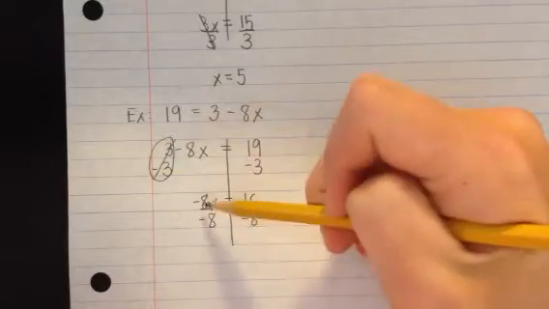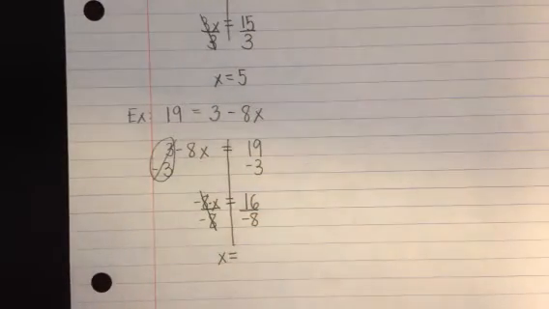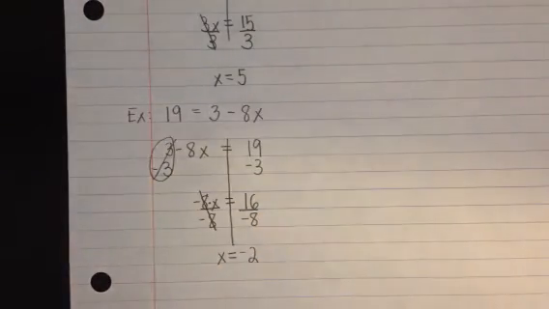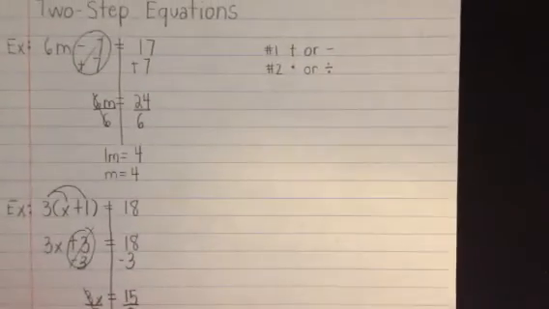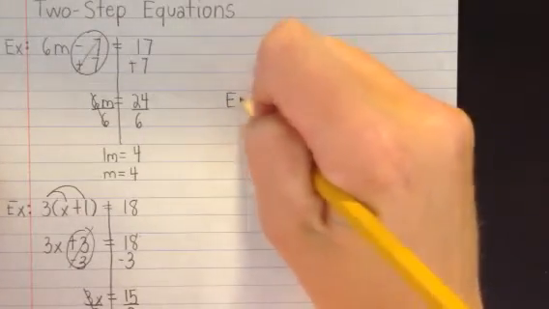Negative 8 over negative 8 reduces to 1. So I've got x equals 16 divided by negative 8, which is negative 2. Alright, so now I'm going to come back up to the top of my page here and do another example. Write it right here.